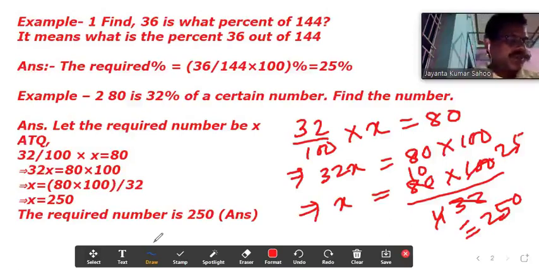Next children, you come to example 2, page number 78. See the question, what is given. A man spends 65% of his salary and saves 525 per month. Find his monthly salary. Children, you open your book, then see what I am telling.